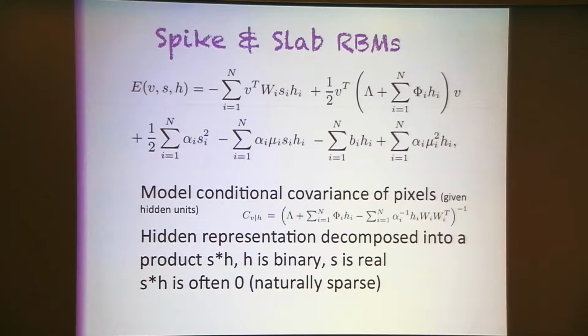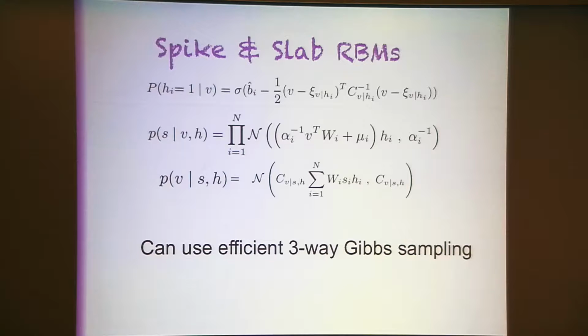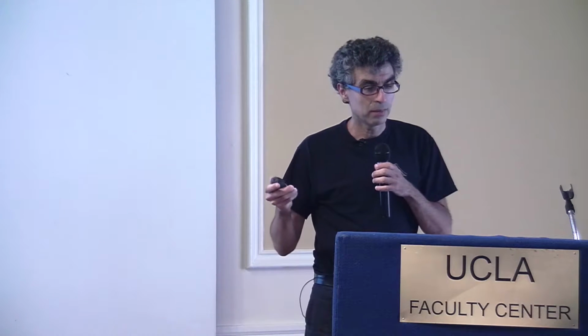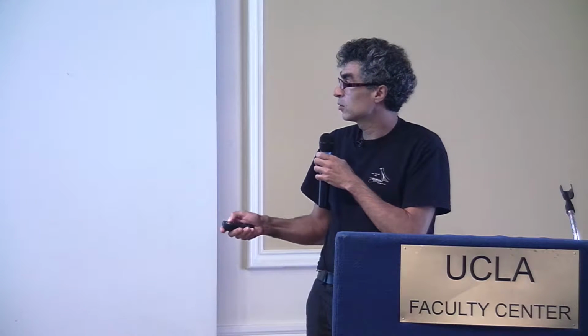From a practical point of view, the nice thing is there's a three-way Gibbs sampling between the three groups of units, the binary units, the continuous valued units, and the visible units, and all three updates are easy to do. So this was a little parenthesis to complete some of the things I said yesterday about spike and slab, and now I'm going to move back to where I was.